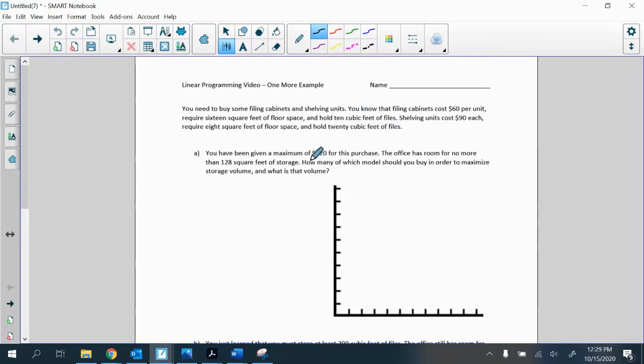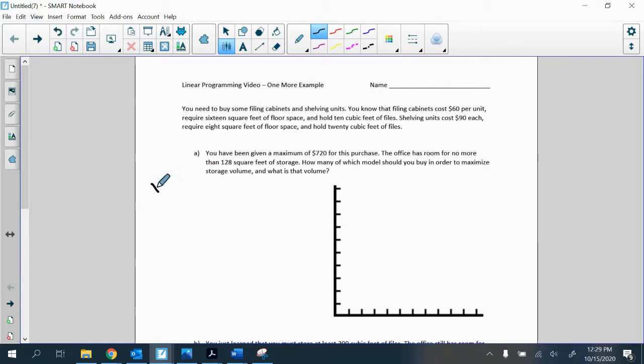So your boss has given you $720 for this purchase. The office has room for no more than 128 square feet of storage. How many of which models should you buy in order to maximize the storage volume? And what is that volume?